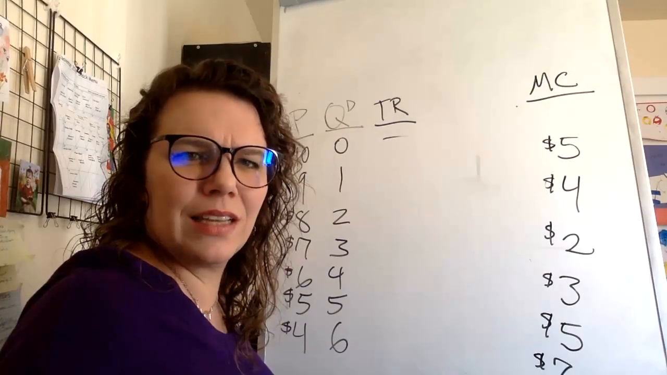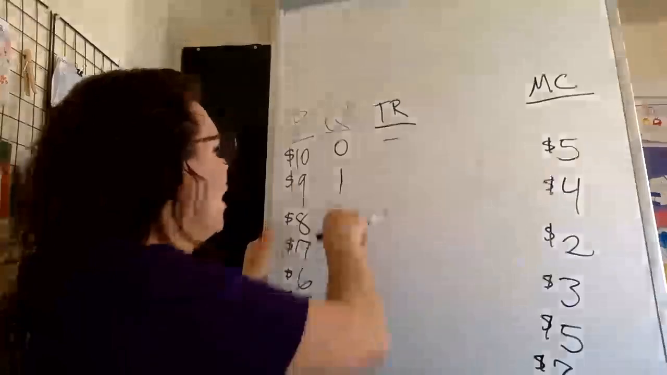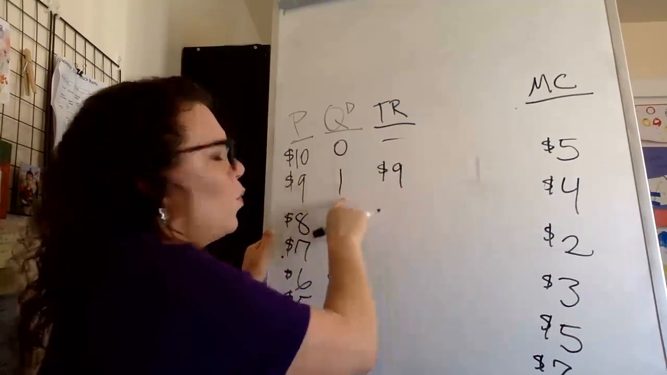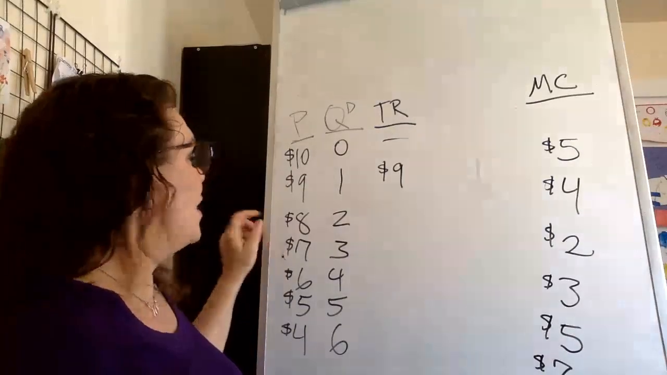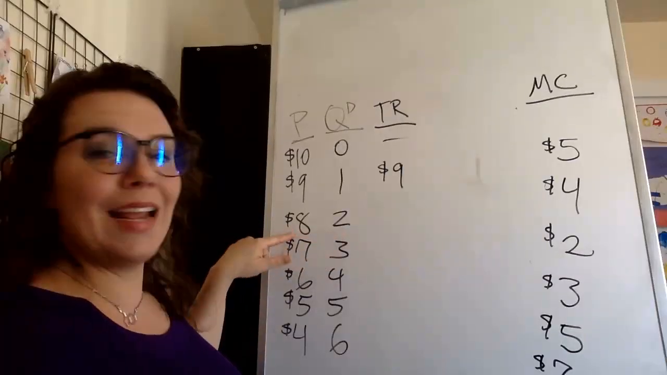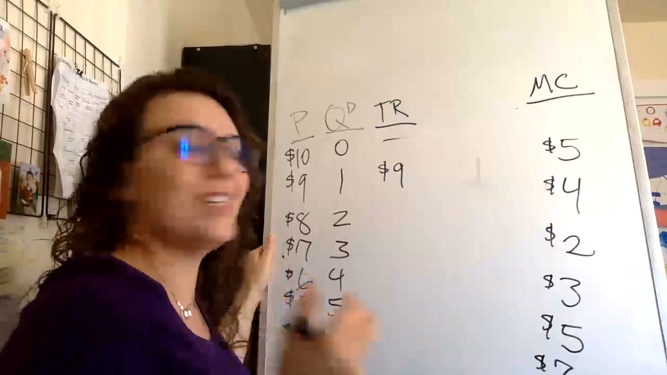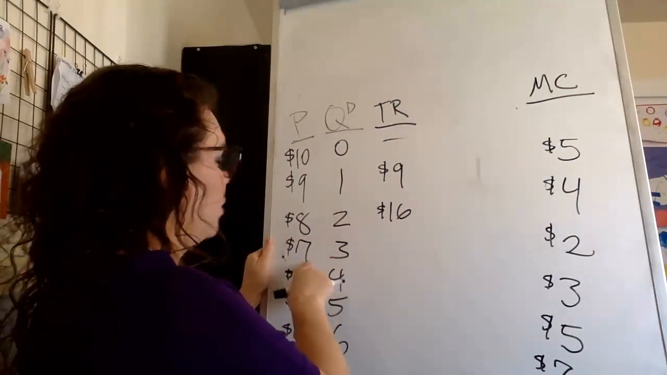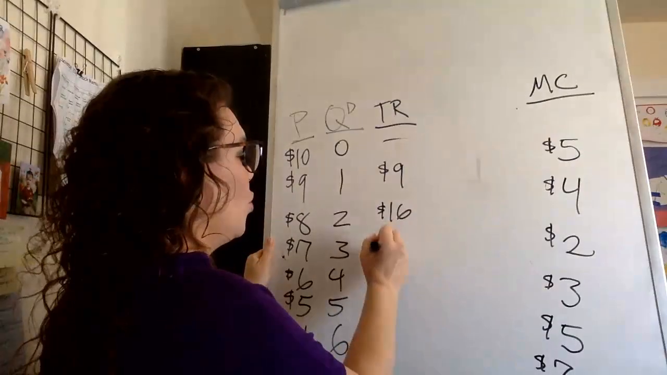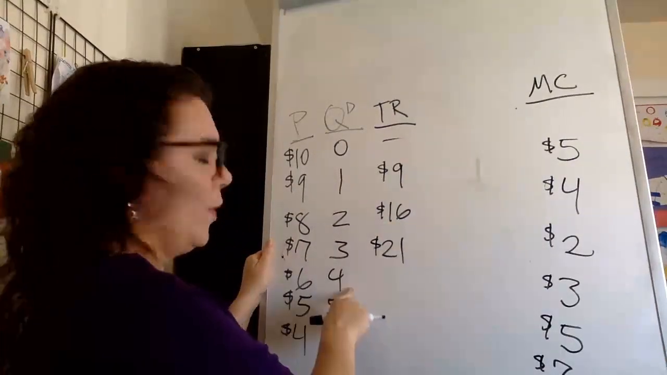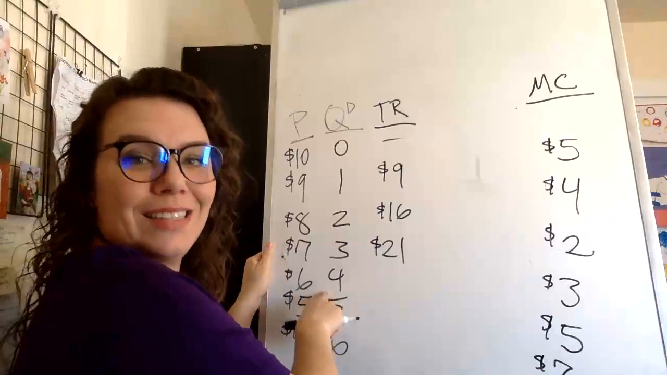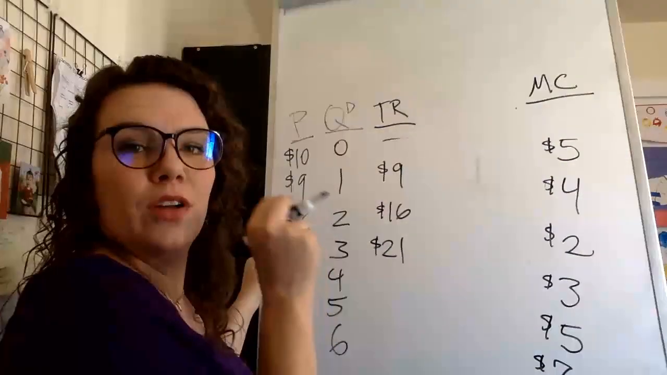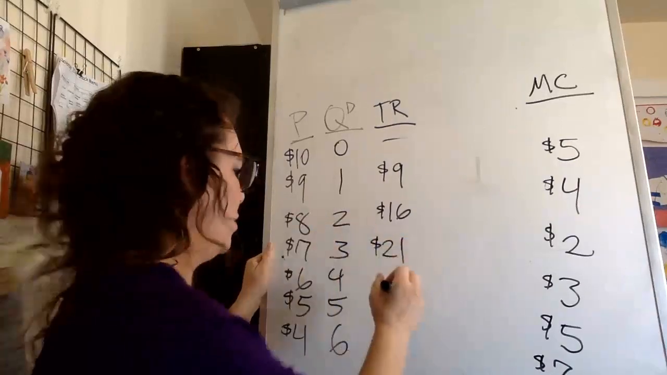It doesn't say. Let's say coffee mugs. Why not? The first one sells for $9, so that gives us a total revenue of $9 times 1, or $9. The next one is 2 selling at $8, so now total revenue is $16. 3 sell for $7, that gives us a total revenue of $21. Or we can sell 4 at $6, which gives us a total revenue of $24.